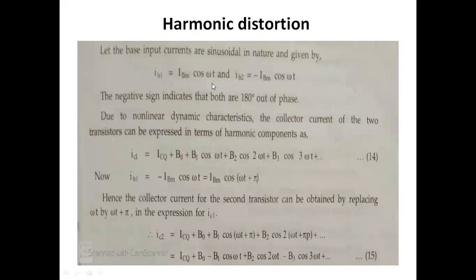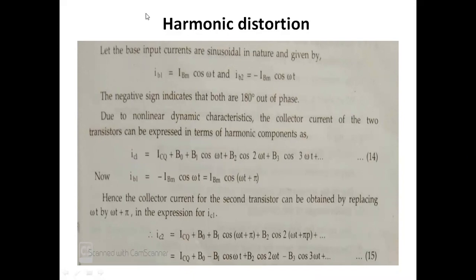Next, due to the nonlinear characteristics, the collector current of the transistors can be expressed in terms of harmonic components. If you apply a base current IBM cos omega t, then the collector current of the first transistor is IC1 equal to ICQ plus B0 plus B1 cos omega t plus B2 cos 2 omega t plus B3 cos 3 omega t. These are all harmonics: cos 2 omega t, cos 3 omega t, cos 4 omega t. This is the mathematical expression of the collector current of the first transistor in terms of harmonics.